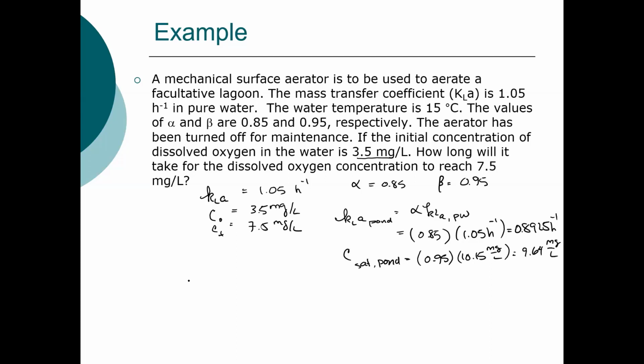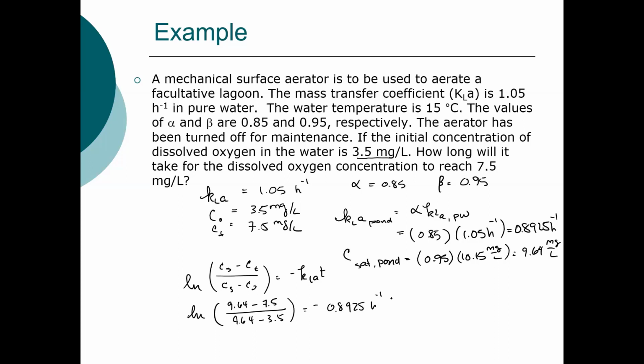Okay. So ln of (Csat minus Ct) over (Csat minus C naught). It's just the integration of the derivative that I gave you before, and it is equal to minus KLA times t. So if we substitute here, ln of (9.64 minus 7.5) over (9.64 minus 3.5) equals minus 0.8925 inverse hours times t. t is equal to 1.2 hours.